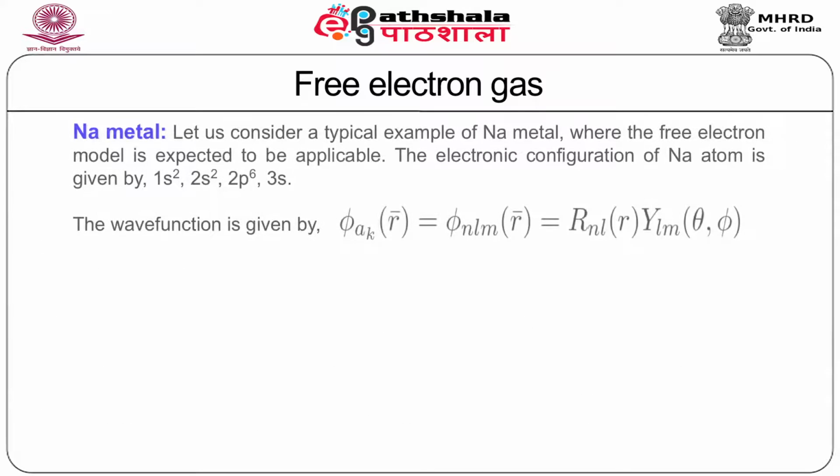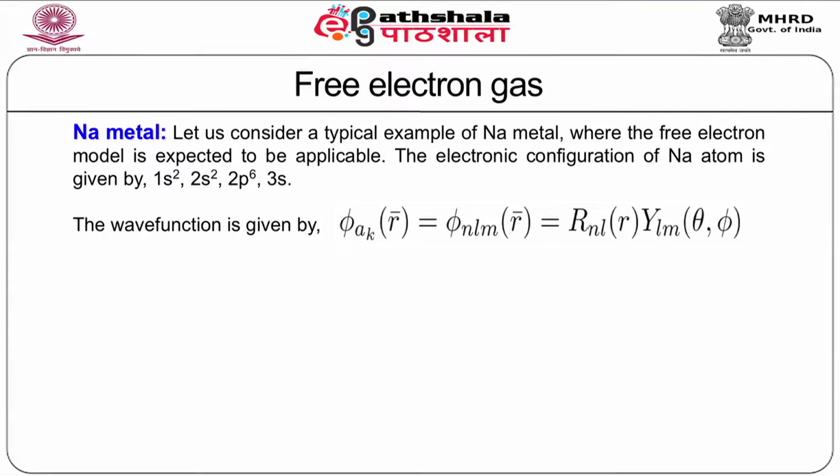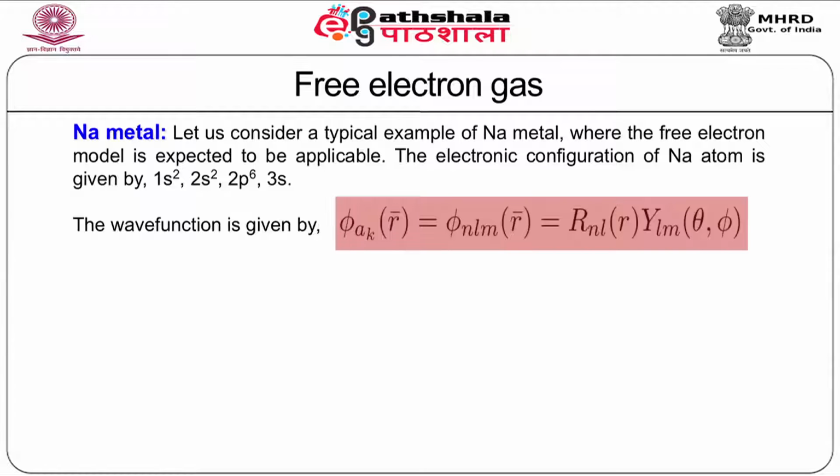Let us start with a typical example of sodium metal, where the free electron model is expected to be applicable. The electronic configuration of sodium atom is given by 1s2, 2s2, 2p6, 3s. The wave function is given by phi ak, that depends on the space coordinate r.